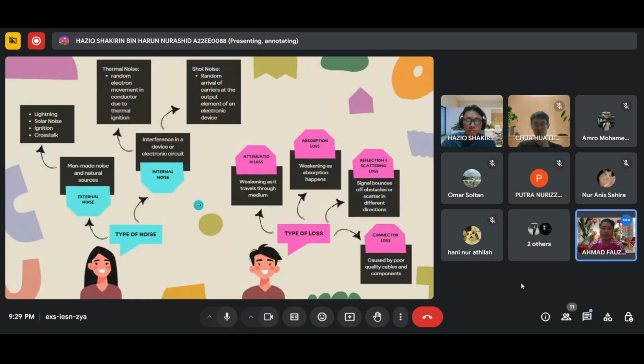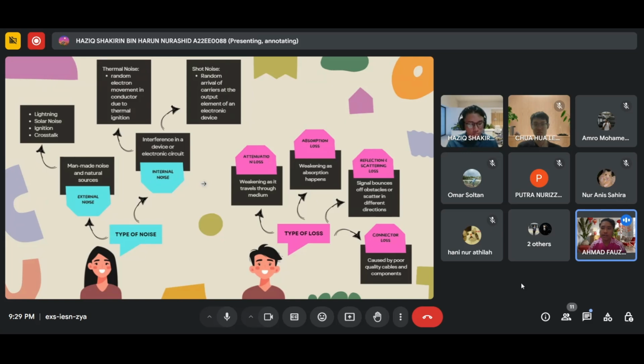So there are a lot of types of noise and loss, but basically the general types of noise are internal noise and external noise. Internal noise comes from interference from the device or within the electronic circuit. For example, you are using a microphone, right? The microphone itself can create noise. And let's say you are listening to a speaker or earbuds. Those electronic devices can also produce noise that will distort the signal that you are hearing.